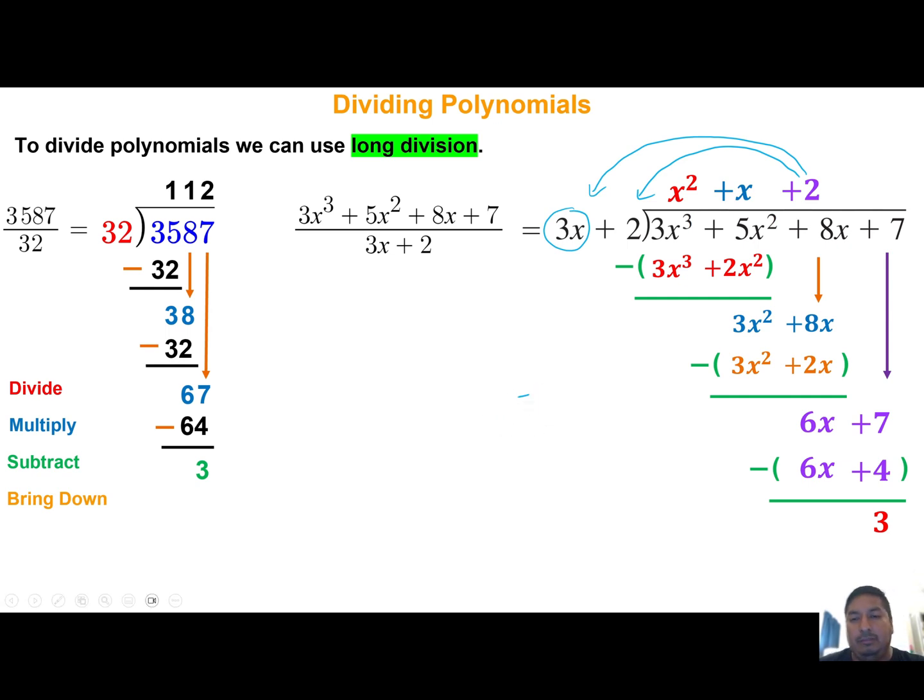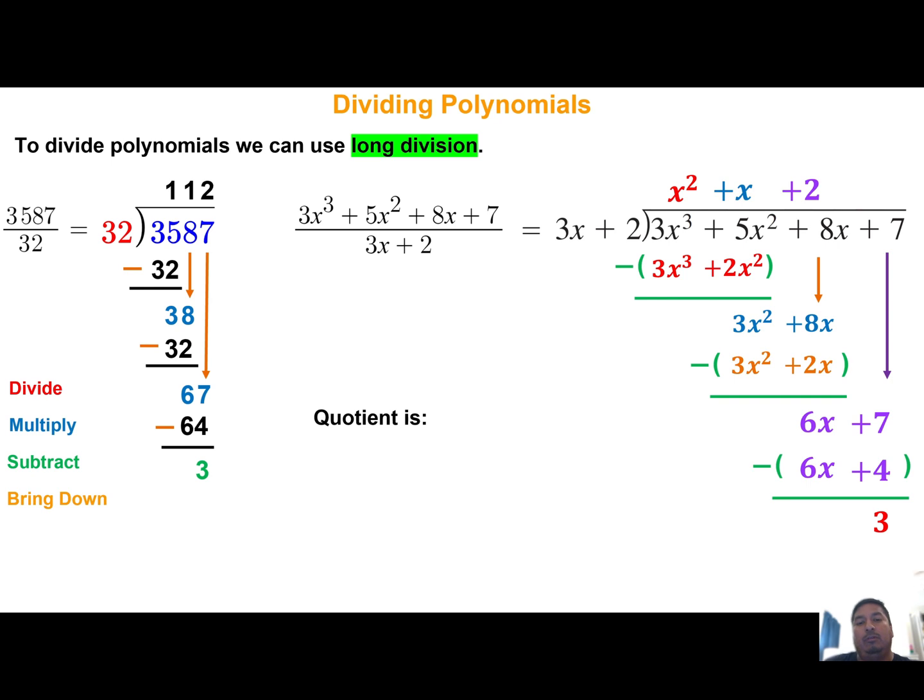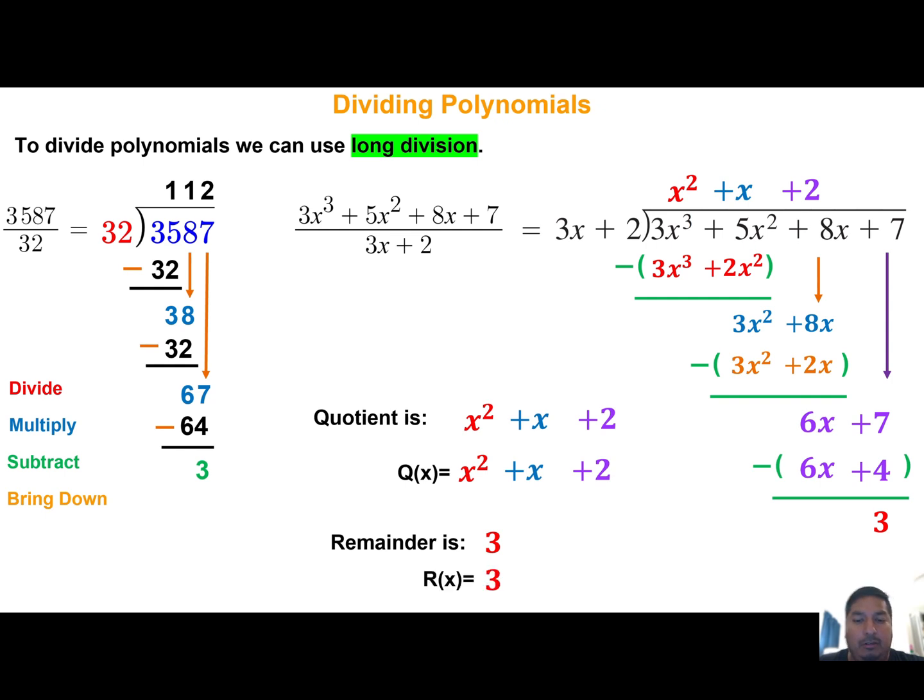Now we can rewrite this. The quotient is the top part, right? So it's x squared plus x plus 2. That's our quotient. And later on we'll get to notation, but you can write this as q of x, right? So that we give that the name q of x. Q of x is equal to x squared plus x plus 2. Q stands for quotient in this case. Our remainder in this case is 3. You can also write that as a polynomial, which is r of x equals 3. We'll get into the details of that later.